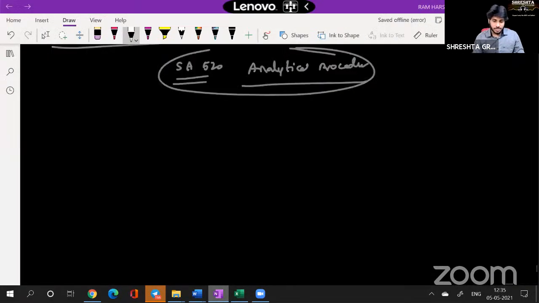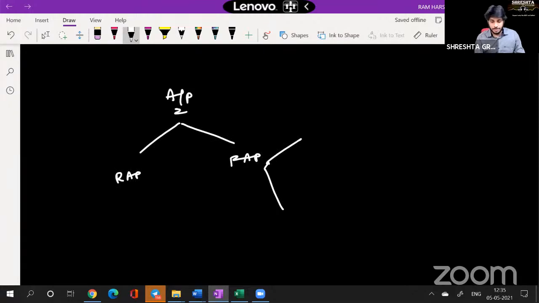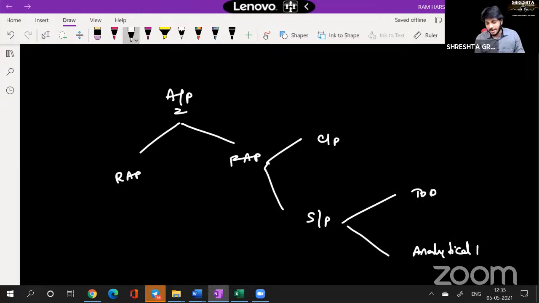First, we understood the word analytical procedure as part of audit procedure in the previous day's marathon class. I told you audit procedures are broadly of two types: risk assessment procedure and further audit procedure. Again, further audit procedures are of two types: compliance procedure and substantive procedure. Substantive procedures are again of two types: test of details and analytical procedure. What is analytical procedure? Analytical procedure is an audit procedure, an audit technique.